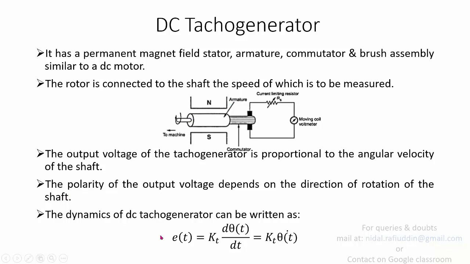And now the dynamics of DC tacho generator can be written as the voltage which is being measured will be equal to Kt, where Kt is some constant, times d by dt of theta t, which is the angular velocity. Or it can be written that the voltage which is being measured by voltmeter, Et, is nothing but Kt times omega, where omega is the angular velocity with which the shaft rotates. So this Et is the value that you will be measuring.